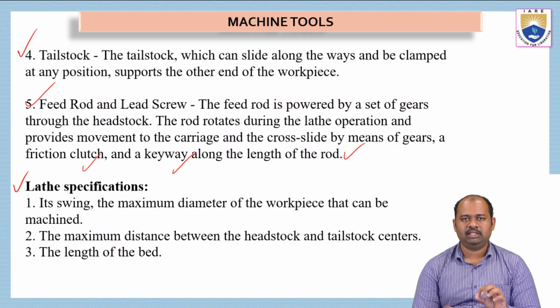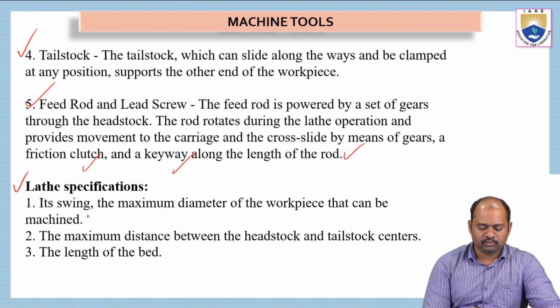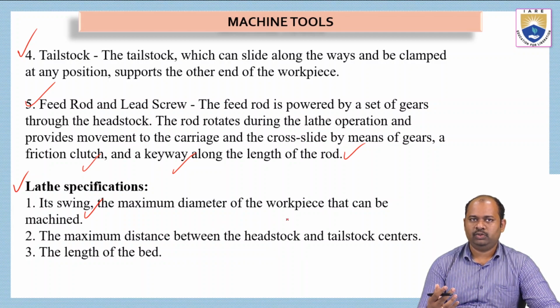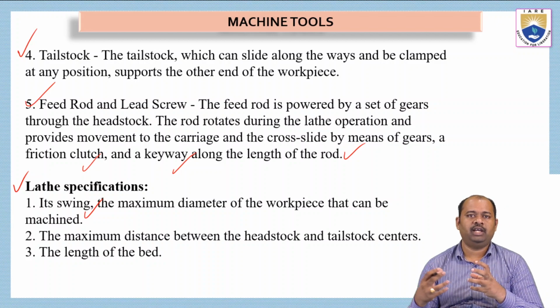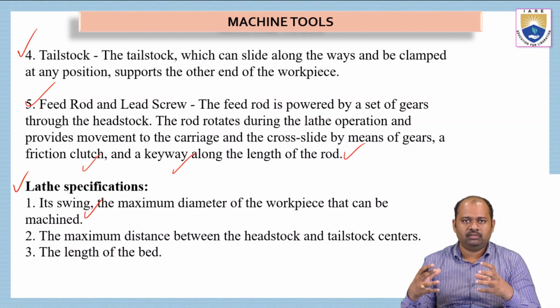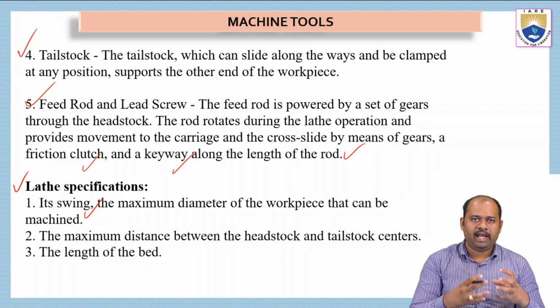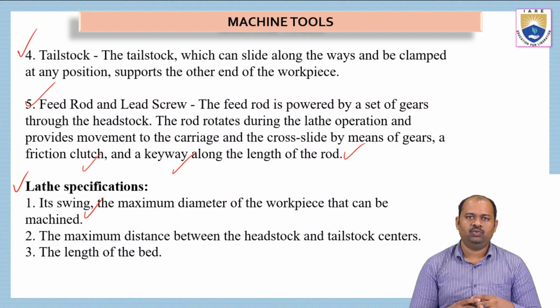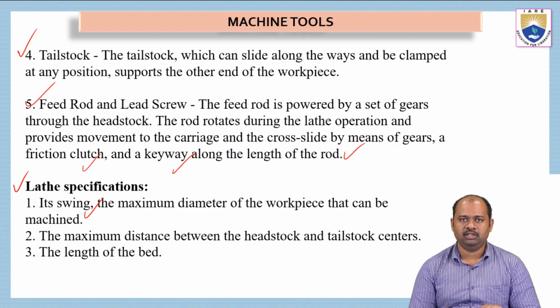For that, we need some specifications or standard values, out of which we have to select from a catalog. The first is the swing, the maximum diameter of the workpiece that can be machined. Whenever we want to do a machining operation on a lathe machine, we have to choose a machine which is suitable for the required diameter. If the diameter of the workpiece is more than the actual diameter that can be fitted into the lathe machine, we cannot do the operation. We have to go for a bigger machine.